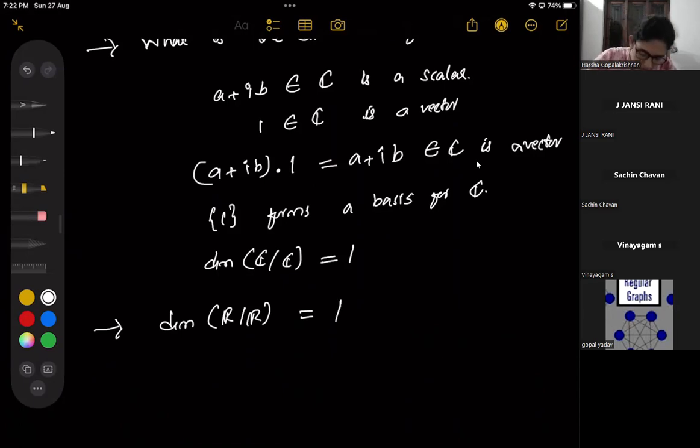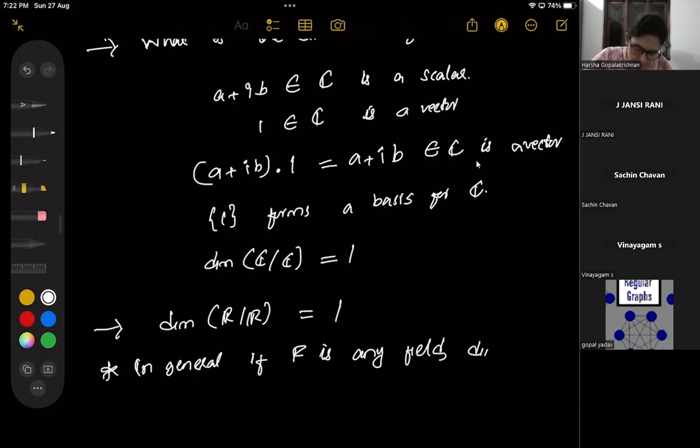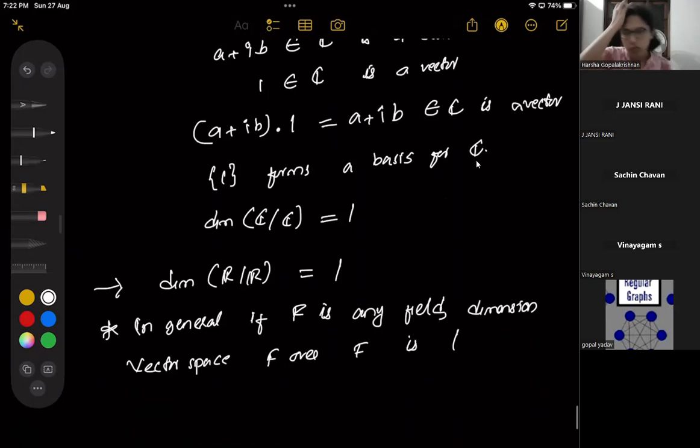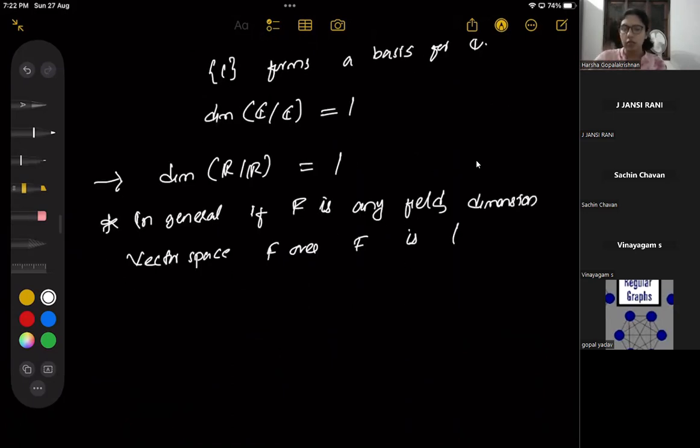In general, if F is any field, the dimension of the vector space F over the same field F is 1. Any non-zero element will generate the whole field. Is this fine?